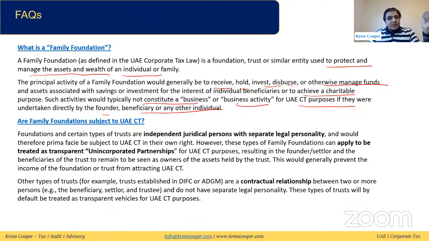But in the law, they have given a typical definition of the family foundation. So our family foundation subject to UAE corporate tax, it can be a trust or it can be foundations as per the law. So trust, it can be legal, it can be through contracts as well. If legal and opted and approved, then it will be considered unincorporated partnership. If not opted or not approved, then it will be considered a legal, juridical resident person in the UAE, it will be subject to tax. And if these are trusts created through contracts, then it will be considered unincorporated partnership or transparent.